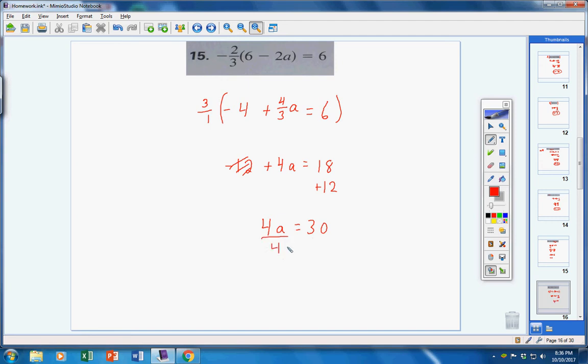Divide both sides by 4. 4's cancel, leaving you with, now, 30 over 4 is not an acceptable answer. You have to reduce it. So you can put 15 over 2 for an answer, or you could put 7.5. Any of those are fair game.